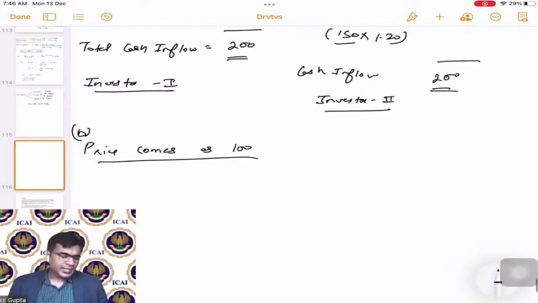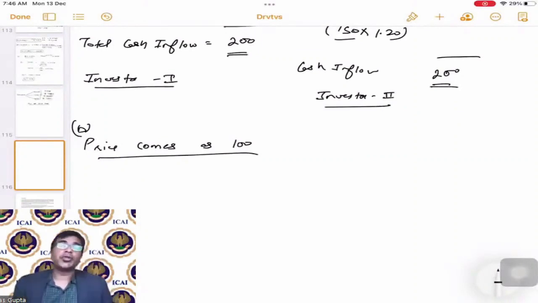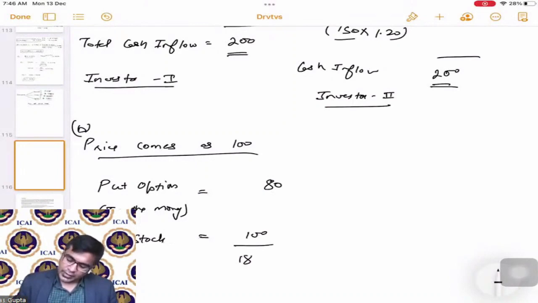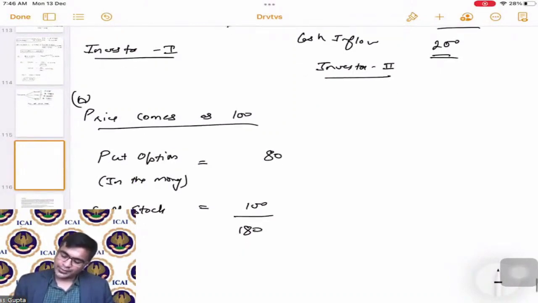Okay. If the price comes as 100 on expiry, that means now the put option holder will be benefited, because the strike price is 180 and the spot price has come down. That means 80 rupees he will gain out of this option. The put option is now in the money, which will give him 80 rupees. What he's going to do is he will sell the stock at the price of 100 rupees. This will give him 180 rupees totally.